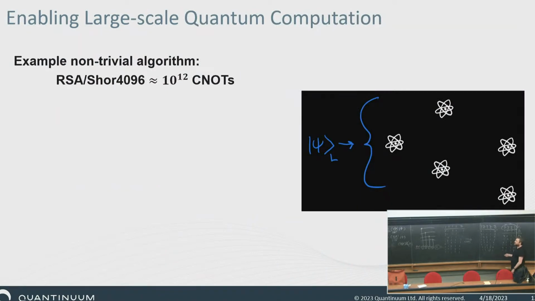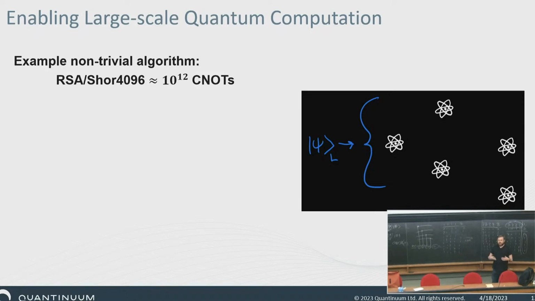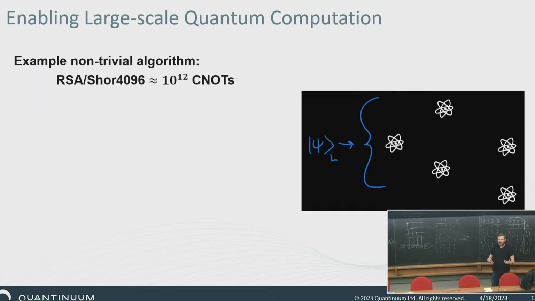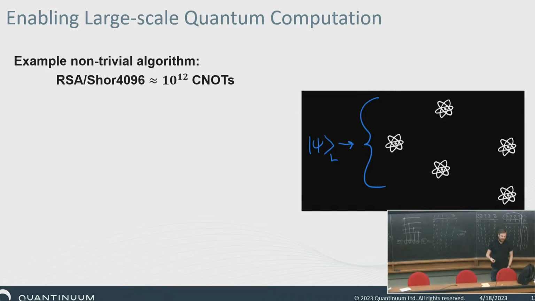But yeah, eventually, we're living in the NISQ era, as people like to say, noisy intermediate scale quantum computing. But eventually, we want to tackle these currently non-tractable, difficult problems. For example, breaking RSA using Shor's algorithm, you might need roughly 10 to the 12 CNOTs. That means you need an error rate of less than 10 to the minus 12. Those are really small numbers, and that's hard to get.